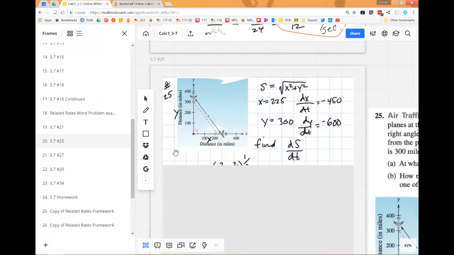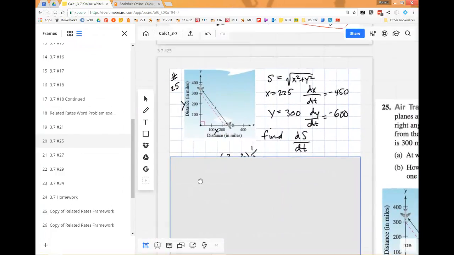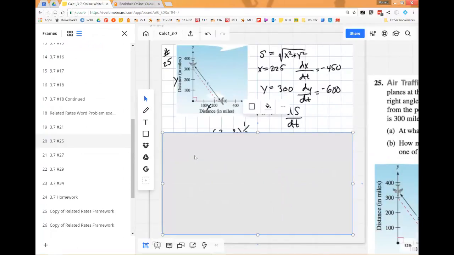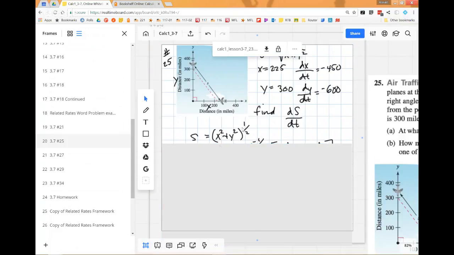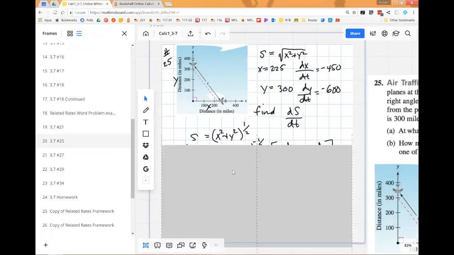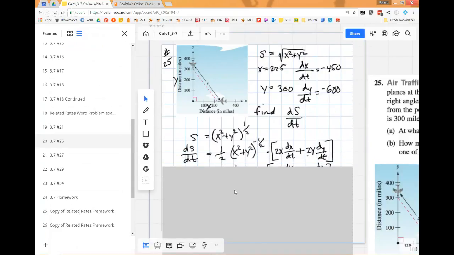All right. So now let's start to work on this. So I rewrote the square root. S equals square root of x squared plus y squared. I wrote it in this form. S equals x squared plus y squared to the 1/2 power. So there's our relationship between the variables. Now it's time to differentiate with respect to time. So on the left, ds dt.